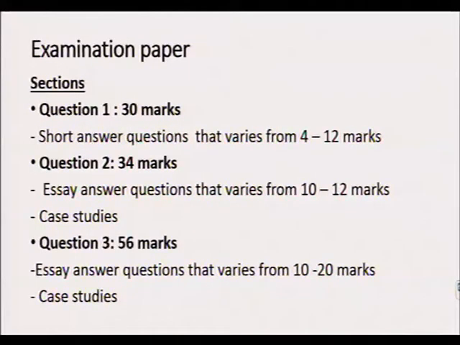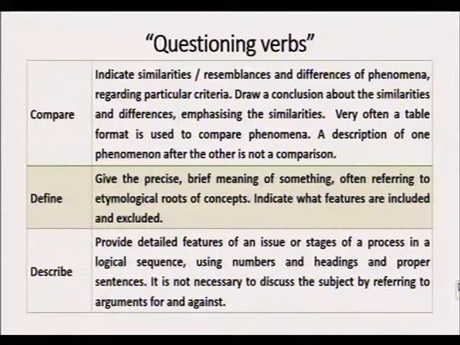Now the examination paper consists of 3 questions or sections. We have question 1, which is out of 30 marks. It's short questions that vary from 4 to 12 marks. Question 2 is out of 34 marks. Those are essay type questions from 10 to 12 marks. And in question 2, you'll also find case studies that you need to answer. Question 3 is out of 56 marks. There you also find essay type questions, which vary from 10 to 20 marks, and there are also case studies in question 3. That's the format of the examination paper.